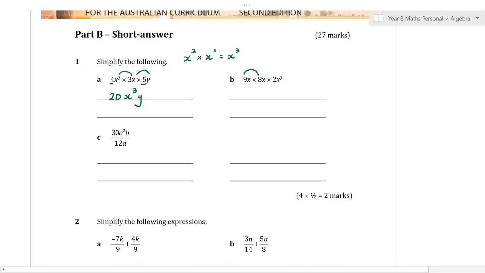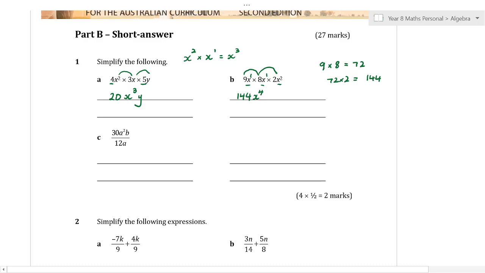Over here, we've got a 9x times 8x times 2x. So 9 times 8 is 72. You would have easier numbers than this. 72 times 2 is 144. So let's get that number 144 out the front. Now there's a 1 here, a 1 here, and a 2 there. So when I've got indices of the same base, x, x, and x all multiplied by each other, we are adding the powers. So that is x to the power of 2 plus 1 plus 1, which is x to the power of 4.